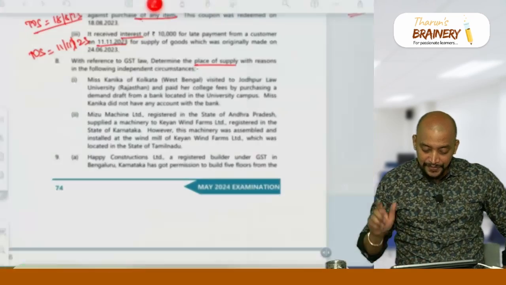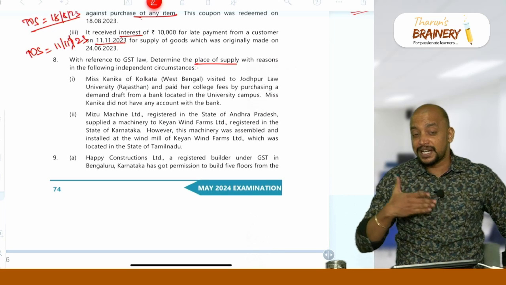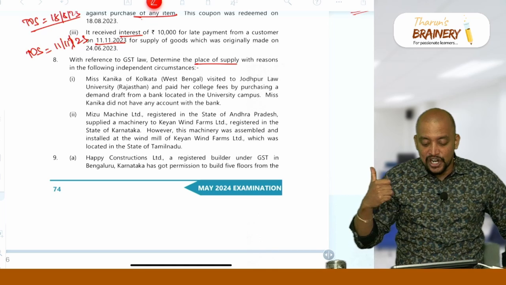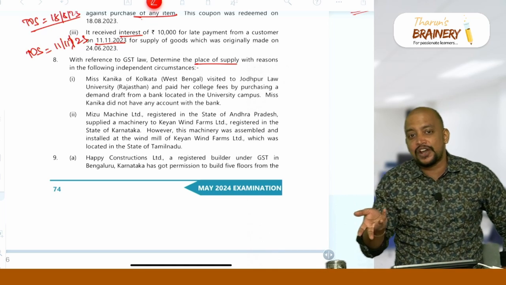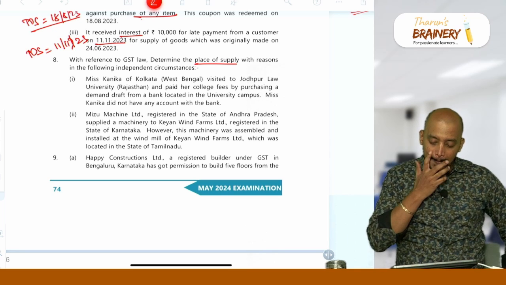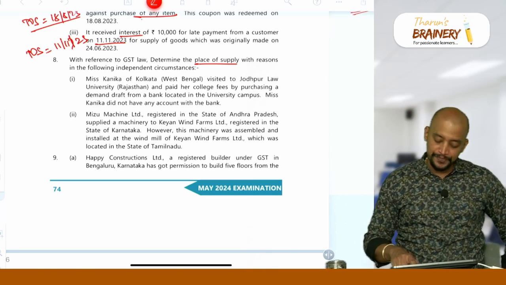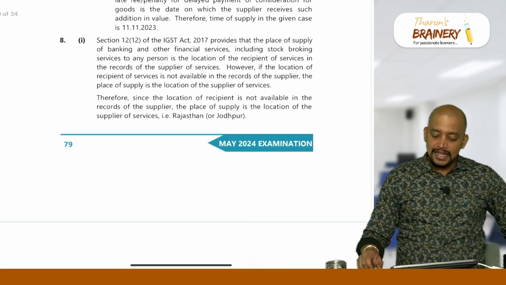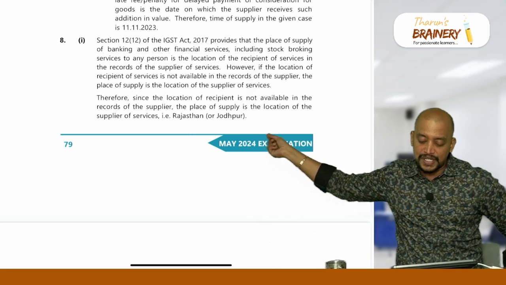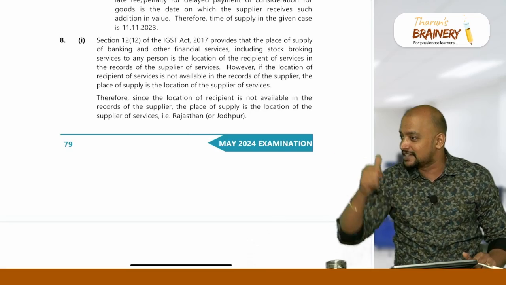B2B or B2C? B2 student, no? B2C. So location of recipient in the records of supplier? Not available. Why? Read. Miss Kanika did not have a bank account with the bank, which means location of recipient is not available. So location of supplier. What is the location of supplier? Bank, where is the bank located? Rajasthan. Correct. So see this paragraph. First you need to write the place of supply, general provision. Therefore, since the location of recipient is not available in the records of supplier, the place of supply is the location of supplier, that is Rajasthan. Good, very good, you answered perfectly.